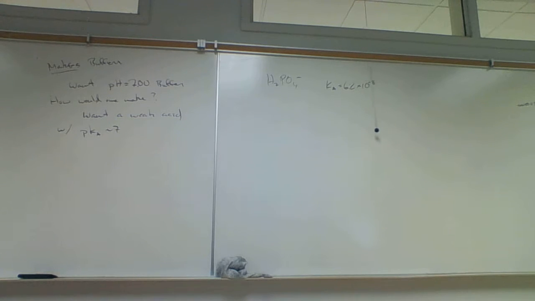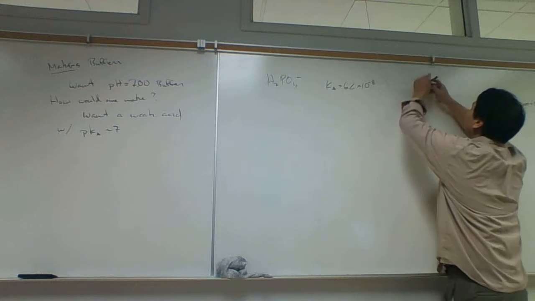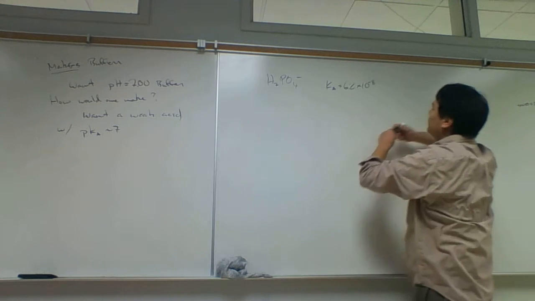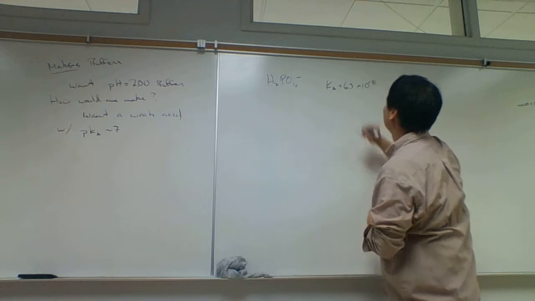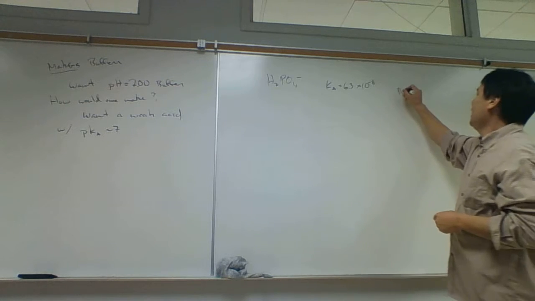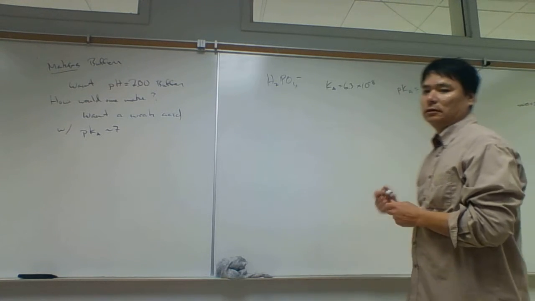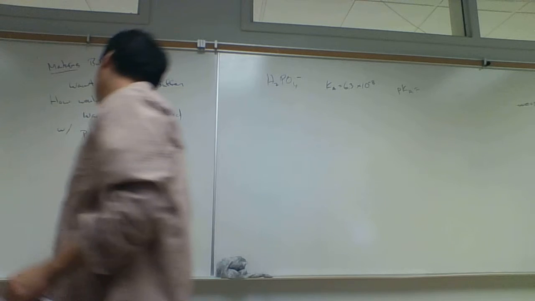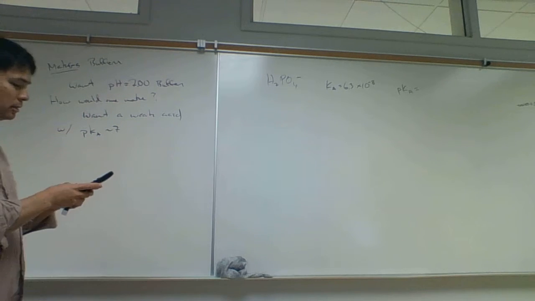And 6.3. This book's chart and the other chart confuse me. 6.3 times 10 to the minus 8, sorry. Which gives it a pKa of what? We'll just take the negative log of that.